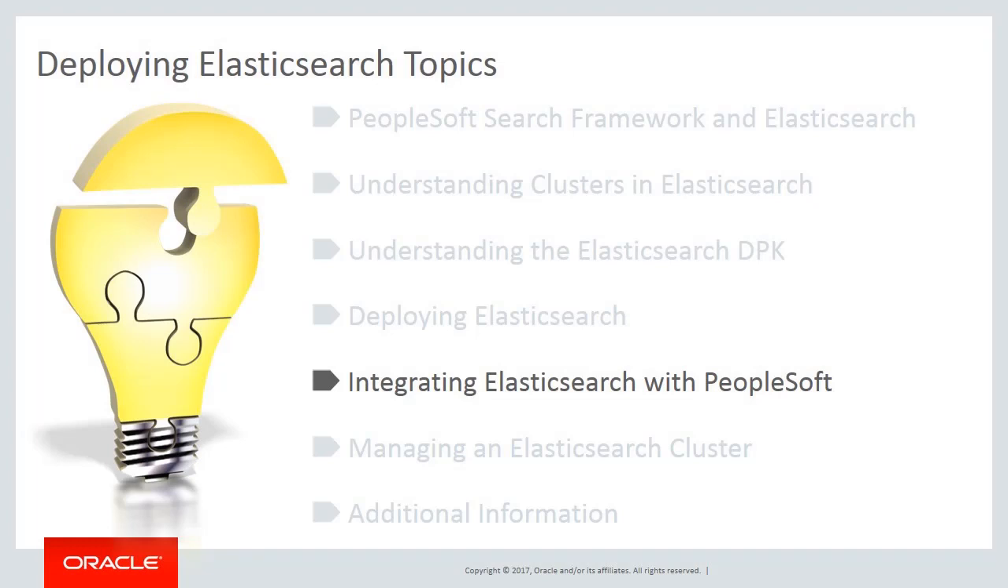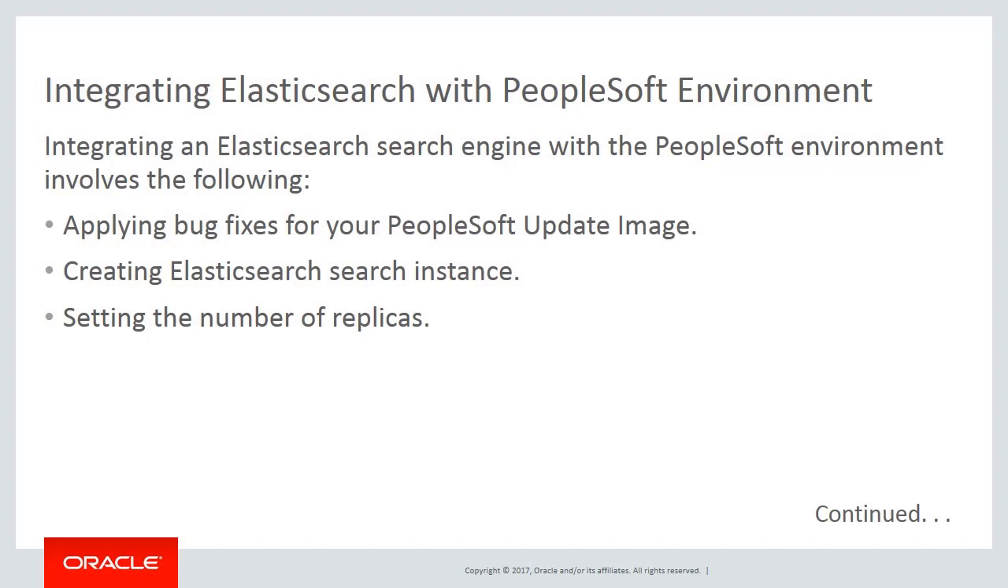After installing Elasticsearch, the next task is to integrate the Elasticsearch search engine with the PeopleSoft application. To complete the integration of the Elasticsearch search engine with the PeopleSoft environment, the following tasks have to be performed. You must identify and apply any necessary bugs delivered with the latest PeopleSoft update image for your PeopleSoft application. You must create a search instance using the configuration template search_template in Automated Configuration Manager. After creating a search instance, you need to specify the number of replicas on the search options page.